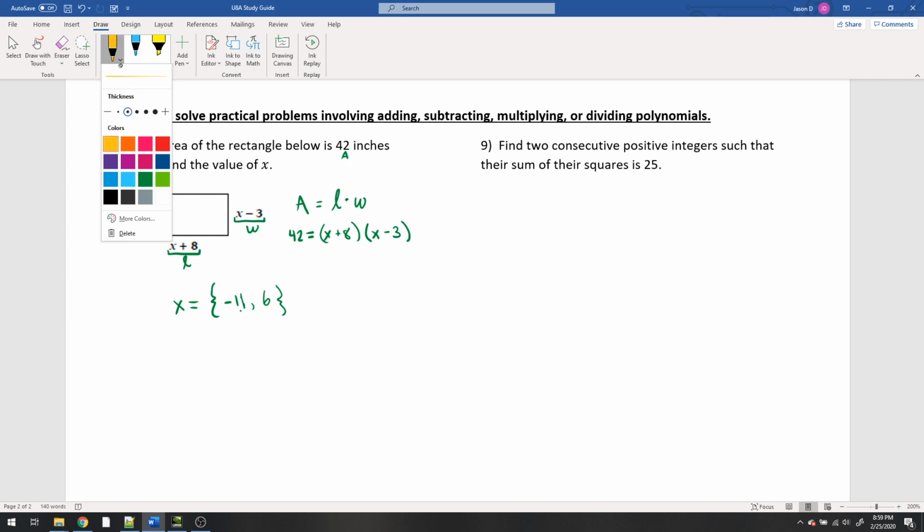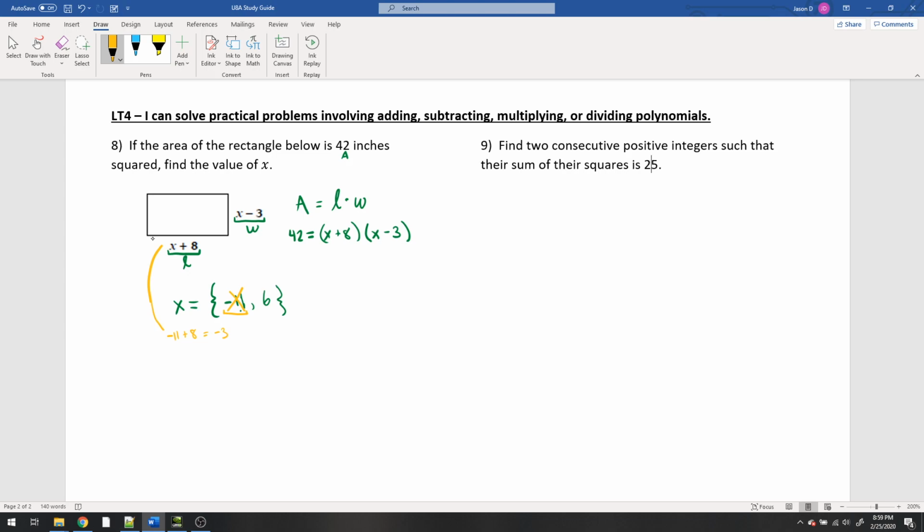The negative 11 is a little bit weird here, because imagine you take x plus 8 and you plug in negative 11 into that. We would get negative 11 plus 8, and that is negative 3, right? But you can't have a length that's a negative number. That's not a thing in geometry. You can't have a side that has negative length. It's just not a thing. So negative 11 cannot be one of the solutions. But if we think about it, 6 certainly can.